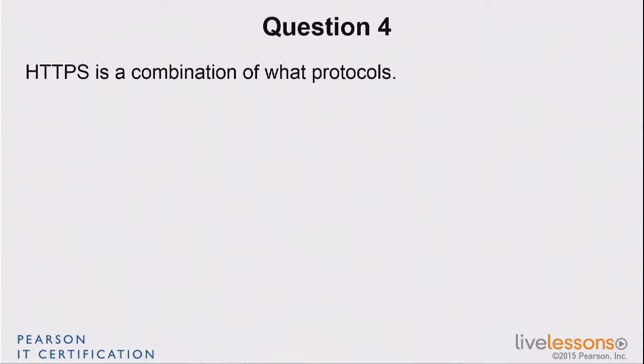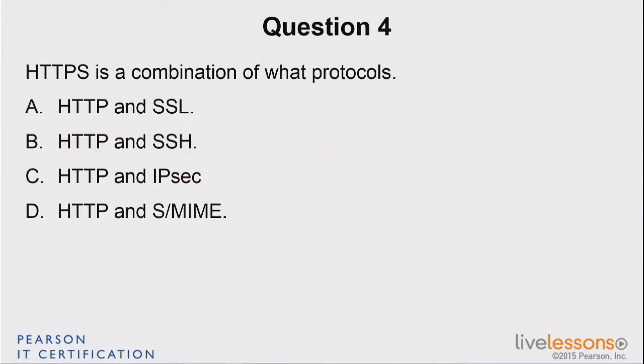Question 4. HTTPS is a combination of what protocols? Now this is an example of an answer you're just going to have to know. Because our choices are HTTP for all of them, A, B, C, and D. And then we've got 3 choices. It's a combination of SSL, Secure Socket Layer. It's a combination with SSH, Secure Shell. A combination with IPsec, or a combination with SMIME.